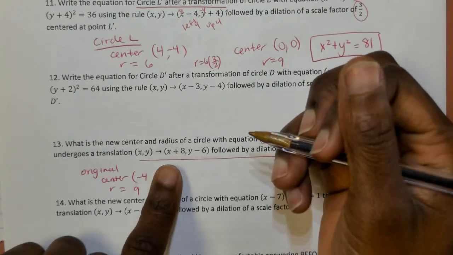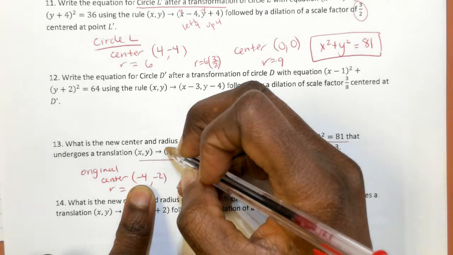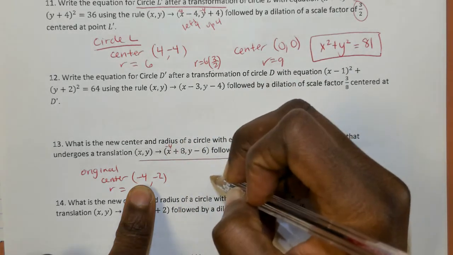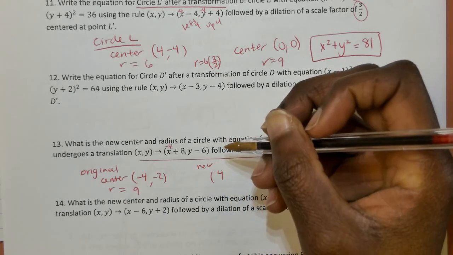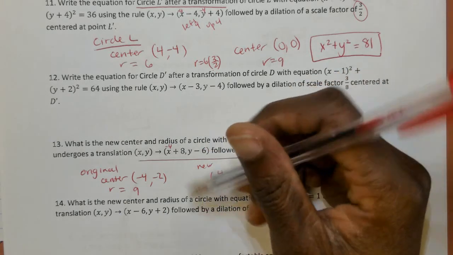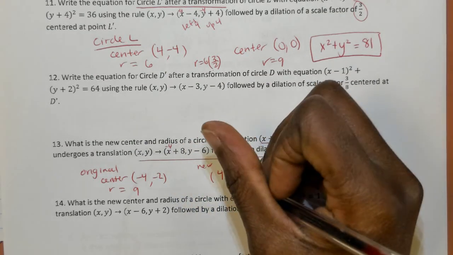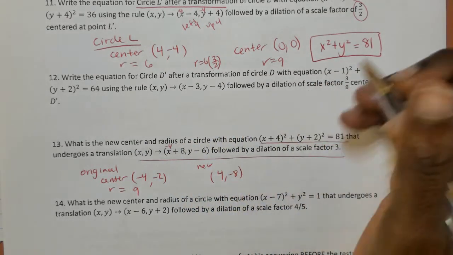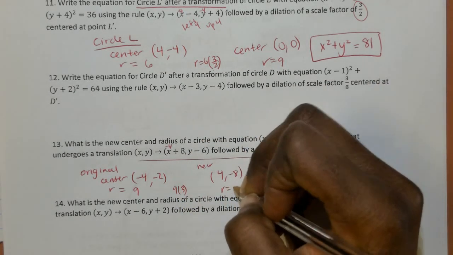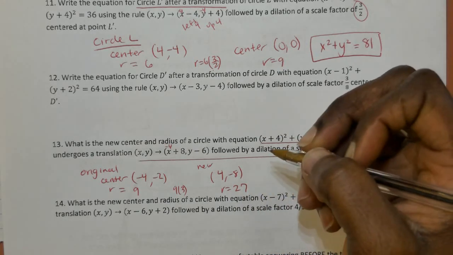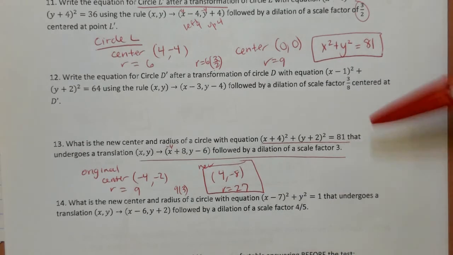And then it undergoes an 8-unit right translation. So we move from -4 8 units right. So we're plugging in a -4 here. So it's going to land at 4. And then -2, it moves 6 units down. So -8. And then the scale factor was 3. So it's 3 times bigger than it was. So the radius is now 27. And this one just wants to know what the center and the radius are, so we're done.